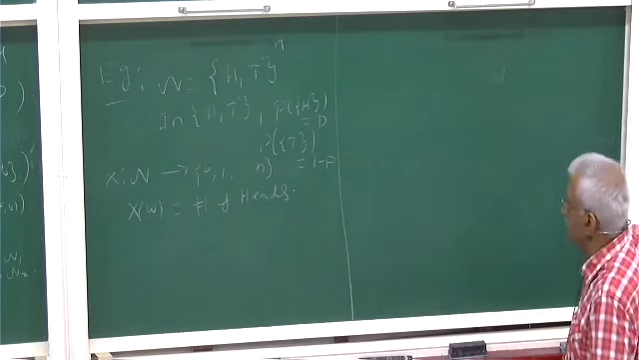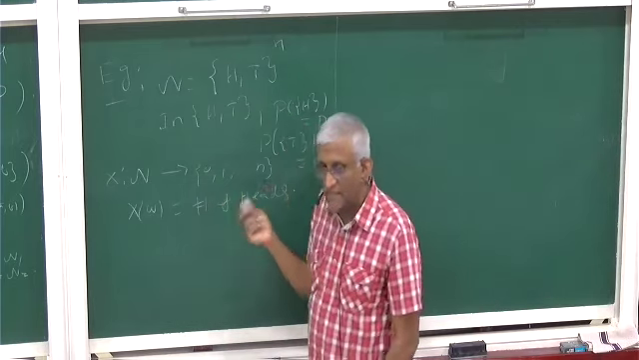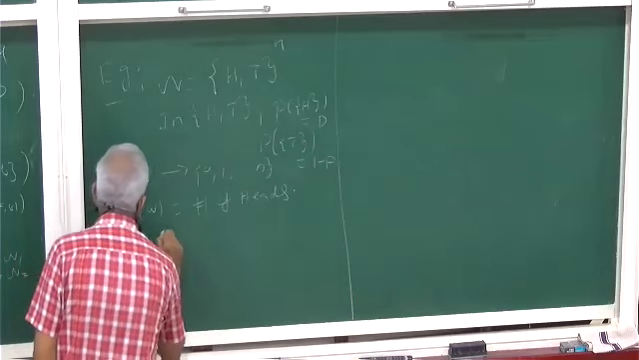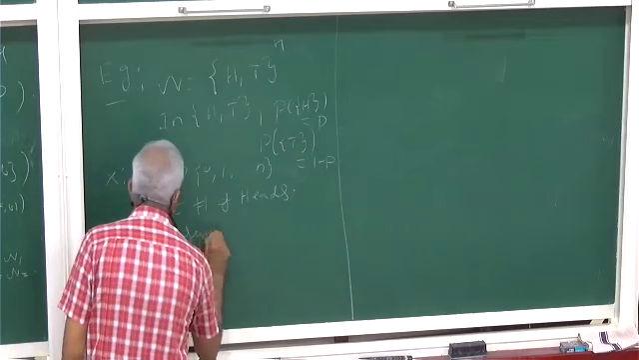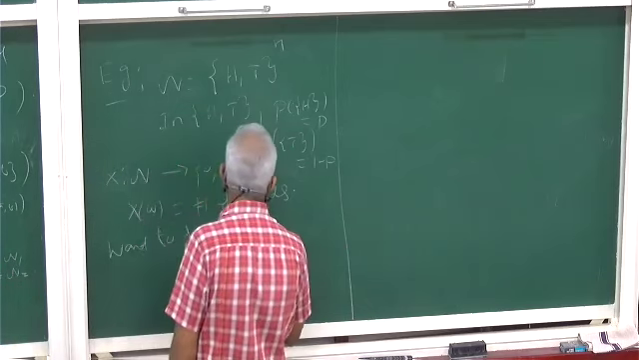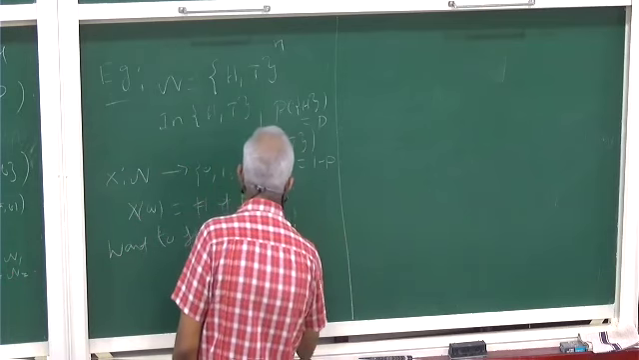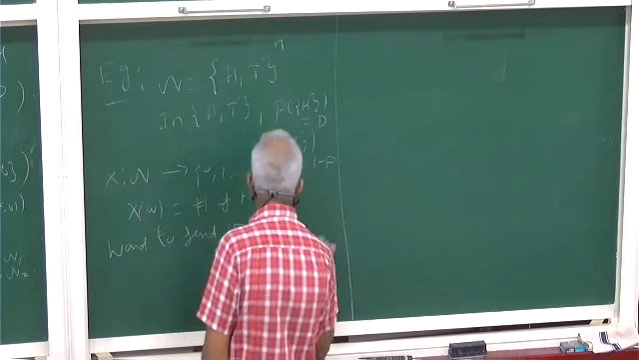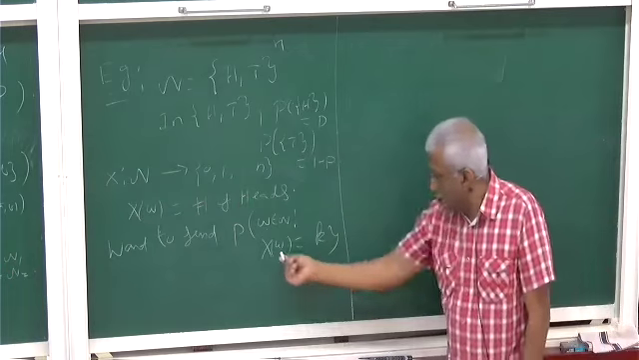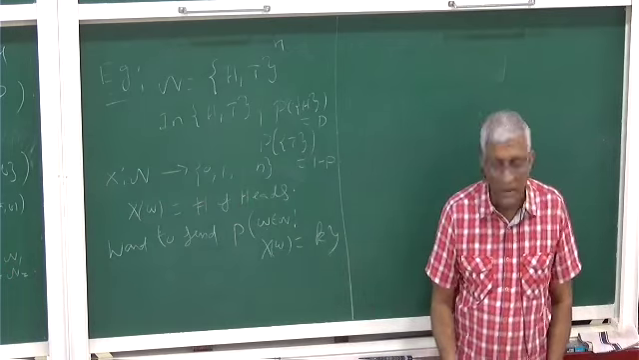So we want to compute the probability of this set. We want to find the probability of all those omega in Omega such that X of omega equals k. X of omega equal to k means the number of heads is k.